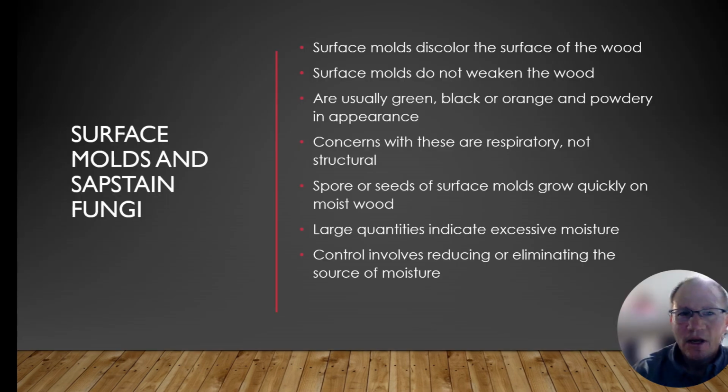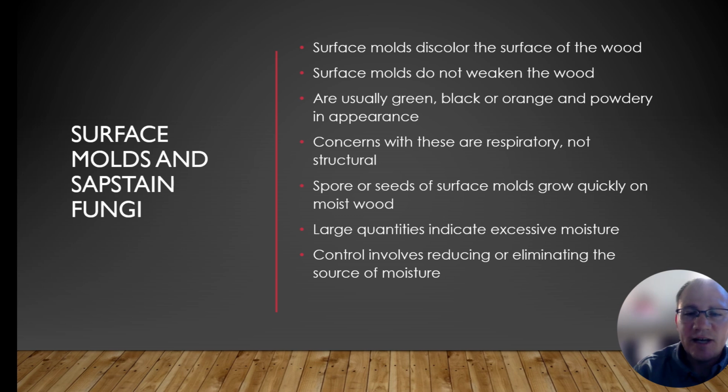I wanted to talk to you a little more about surface molds and sap-stained fungi. Surface molds discolor the surface of the wood. Surface molds do not weaken the wood, which is very important to know. Surface molds are usually green, black, and orange or powdery in appearance. Concerns with these are respiratory and not structural, and that's a big deal because a lot of people are concerned about microbial growth and how does it affect the structural members of the home.